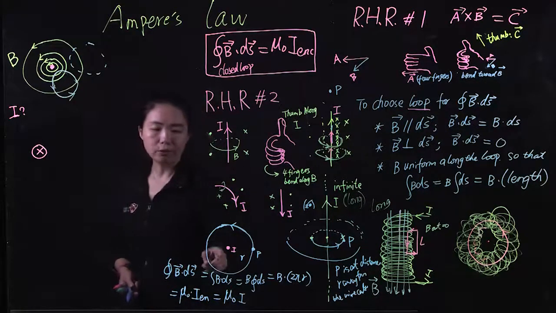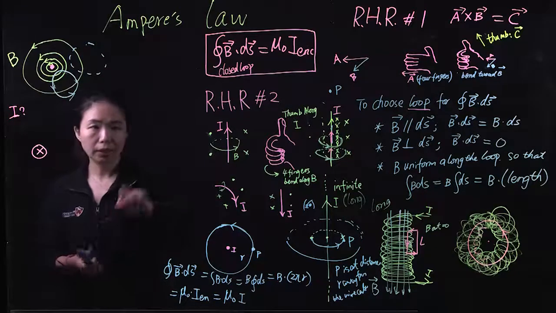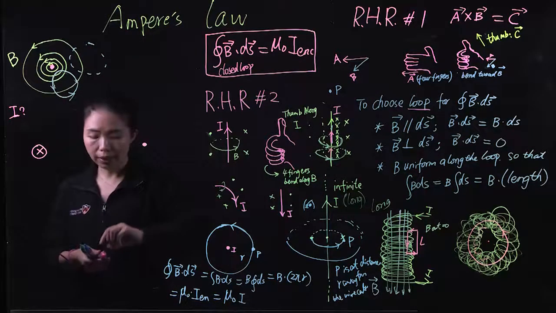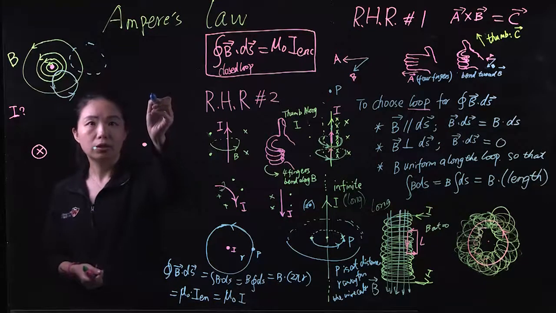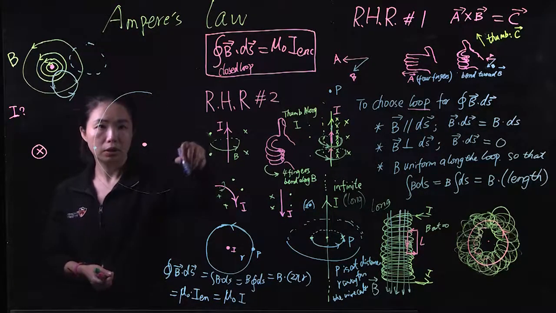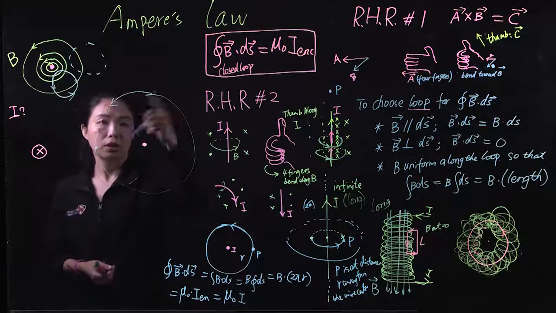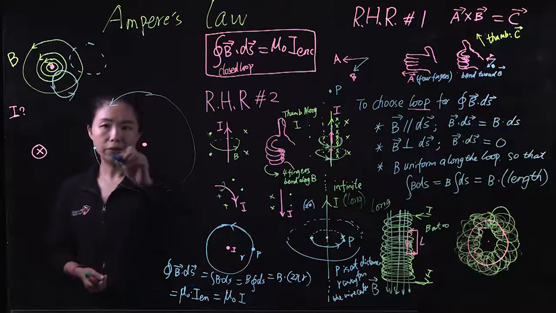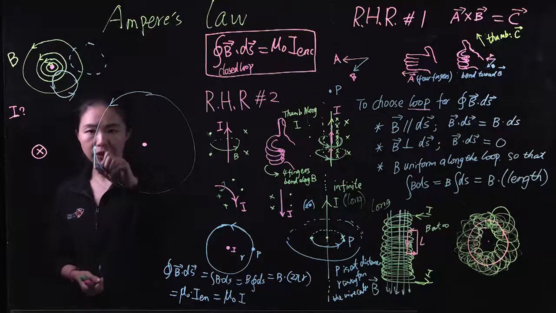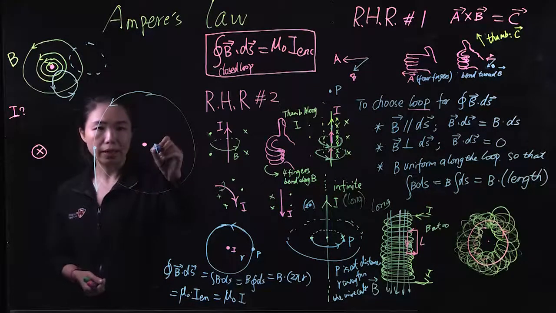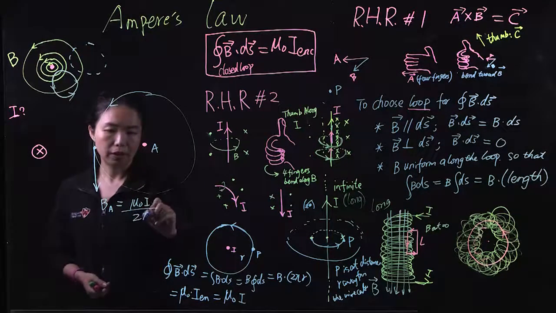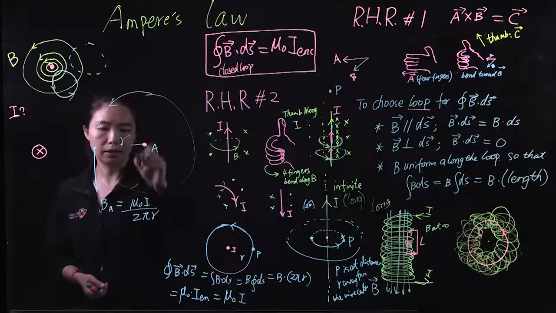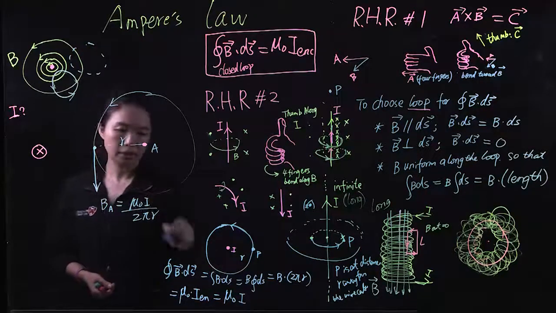If you have one wire, like here, and you try to figure out the B field at this location, you can draw a loop and do exactly what we did, and we figure out that at this location, the B field is like this. This is wire A, and the B field due to A is equal to mu0 I over 2 pi r, and this is distance r, based on this calculation.